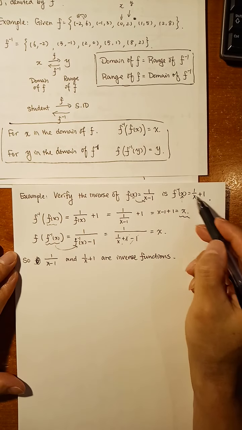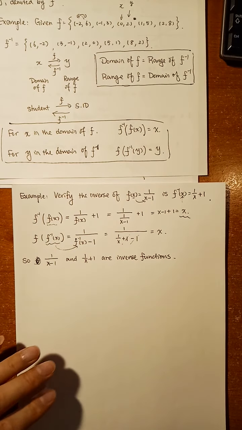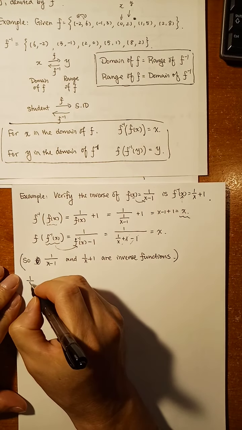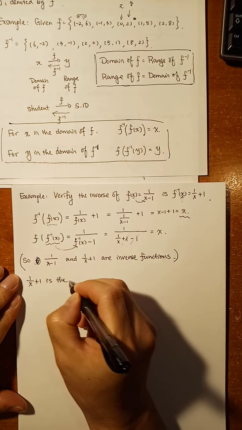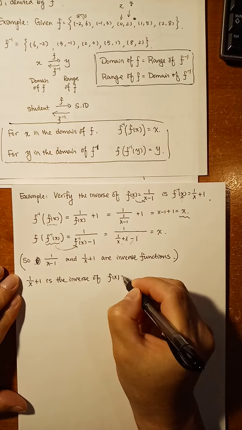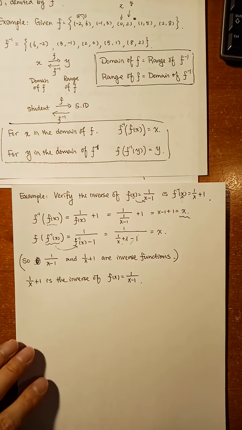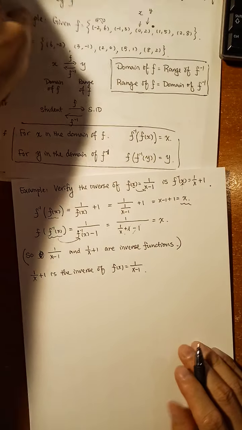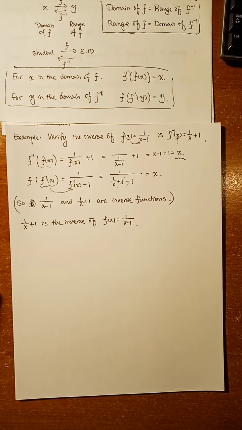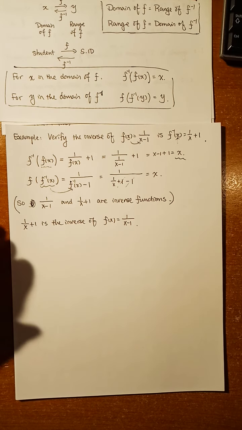Or you can just say 1/(x + 1) is the inverse of 1/(x - 1). If you don't like this, you will directly say 1/(x + 1) is the inverse of f(x) = 1/(x - 1). All right, so just use the sentence you like. So this is a verification process. We're going to verify if one function is the inverse of the other one or not.